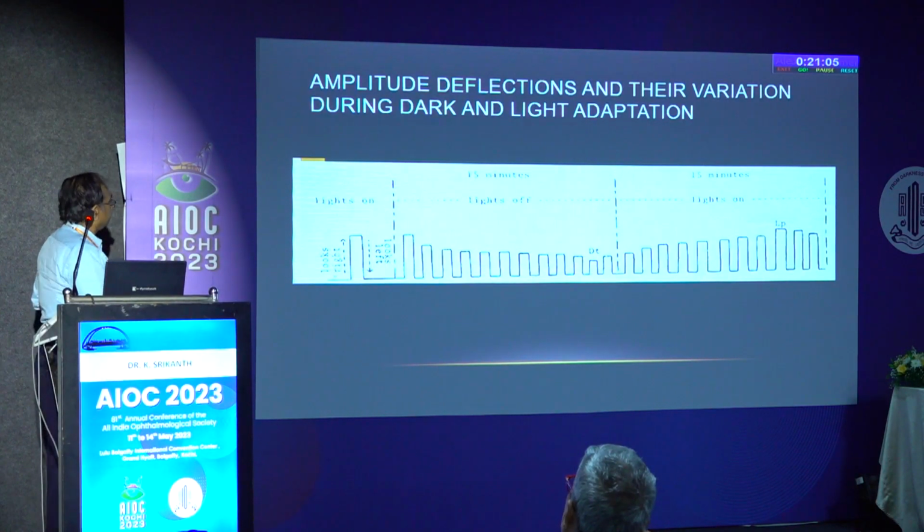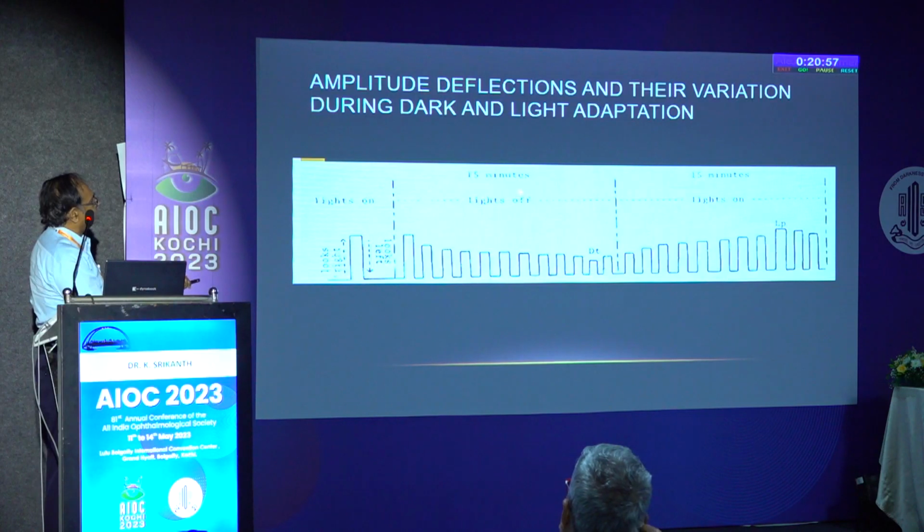So here you can see, this is the light on phase, 15 minutes. Then lights off, light on. You can see the light is on. This is the movement when the patient is looking towards the right. Then movement when the eyes are looking towards the left. Like that it goes on, and the light peak is reached, say, by 10 to 12 minutes.